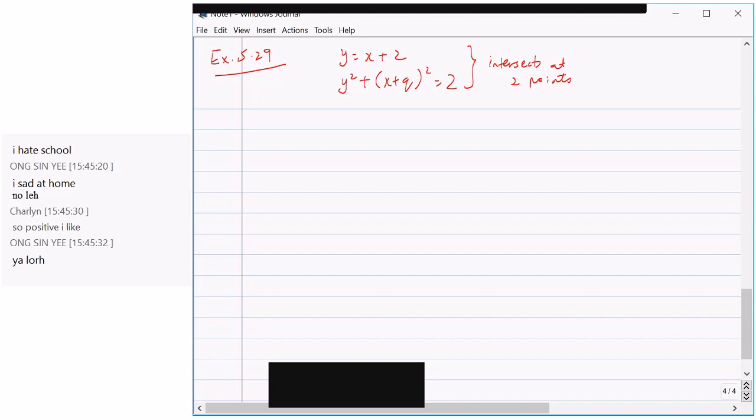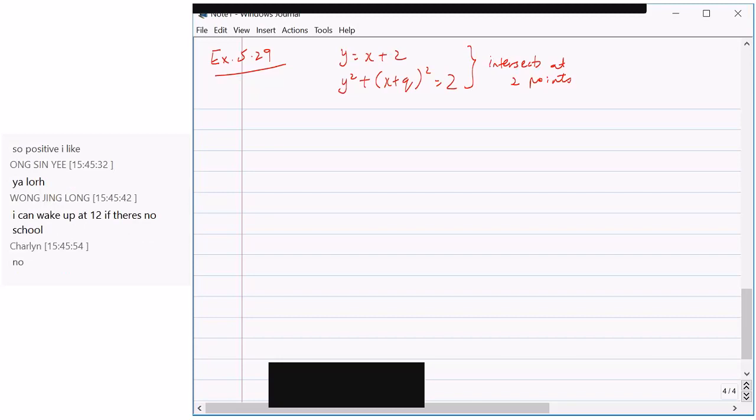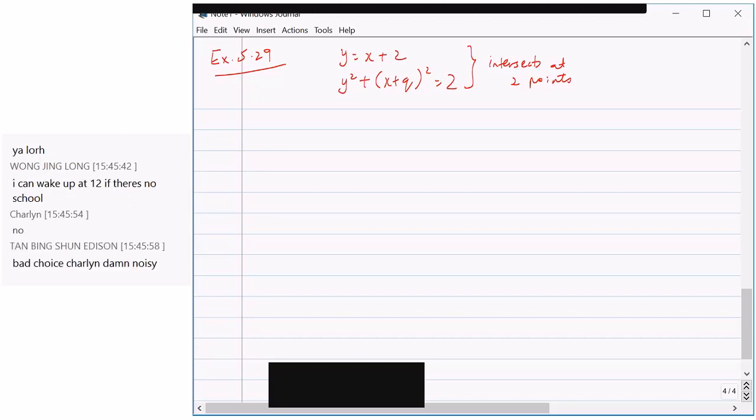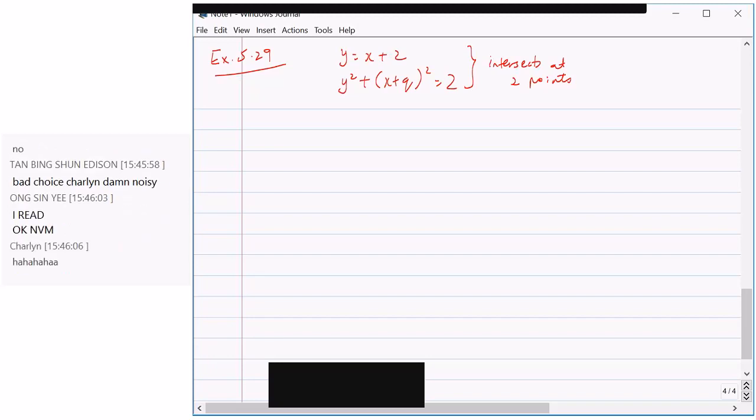Okay. 5.29. Can someone read the question first? Let me appoint someone to read aloud. Charlene, you read. No. Okay, I read. Find the range of values of q for which the line y equals x plus 2 intersects the curve y squared plus (x plus q) whole squared equals 2. So I have two equations here. They want the two to intersect at two distinct points.